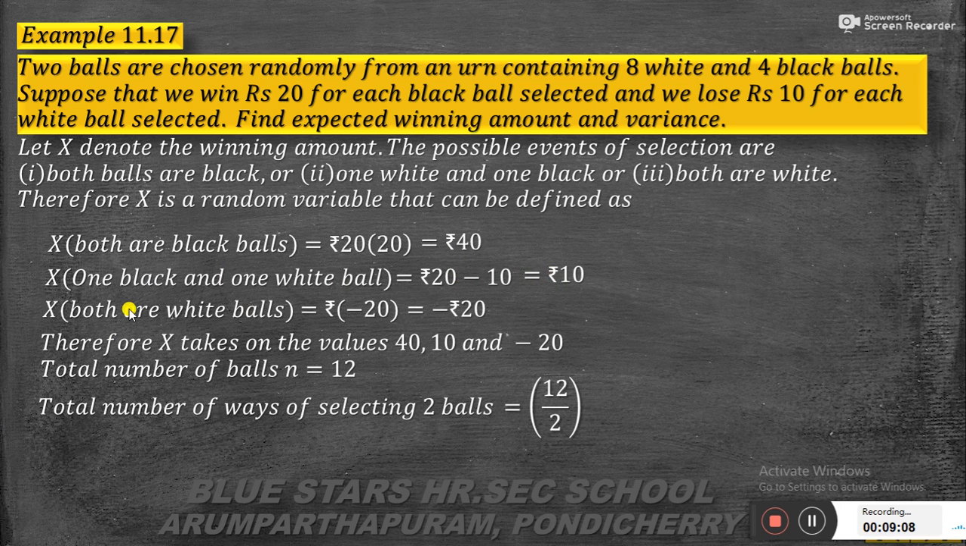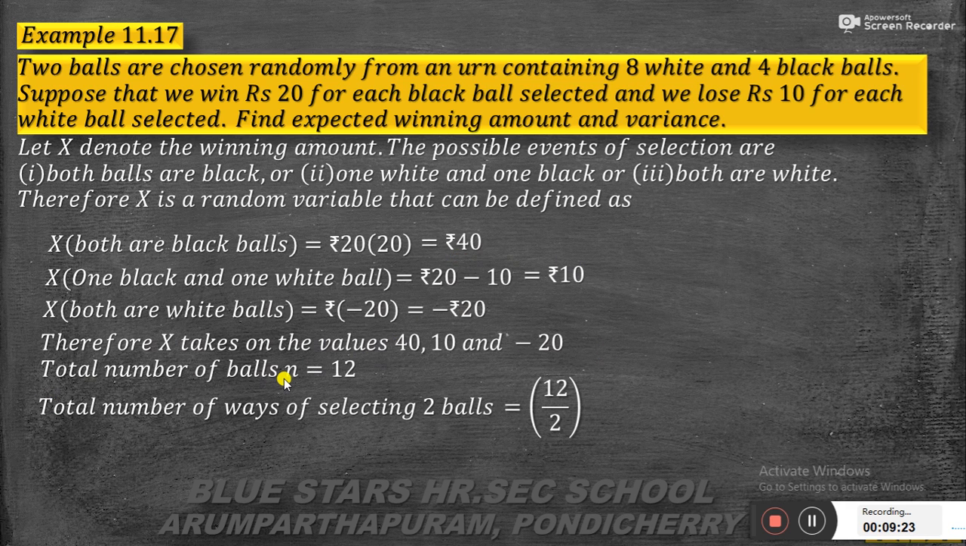Next, X of both white balls. Both are white balls means the losing amount is 2 into 10, that means minus 20. Therefore X takes on the values 40, 10 and minus 20.